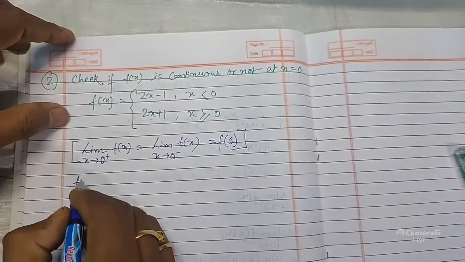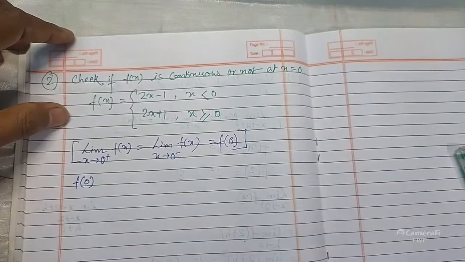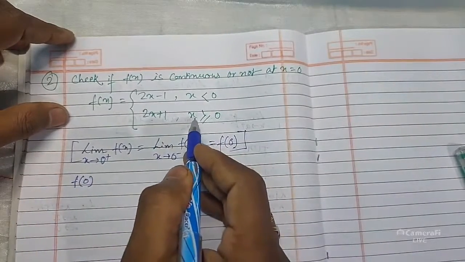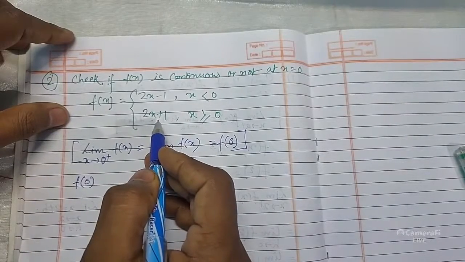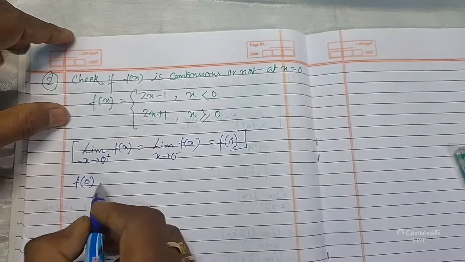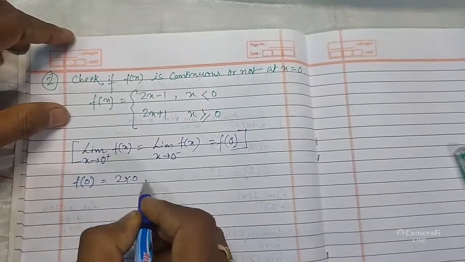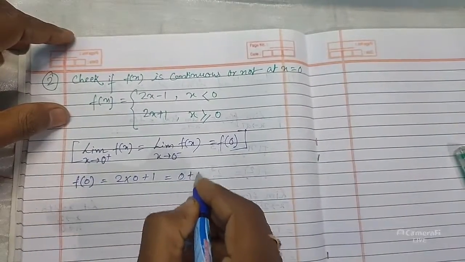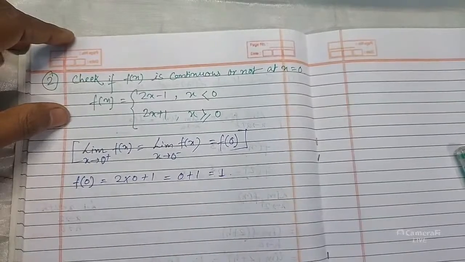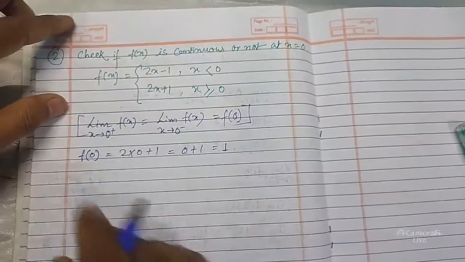So first find the value of f of 0. Here f of 0 means at x equals 0, what value is given? This value is given: 2x plus 1, that means 2 into 0 plus 1, that is 0 plus 1 equals 1. So f of 0 is equal to 1.